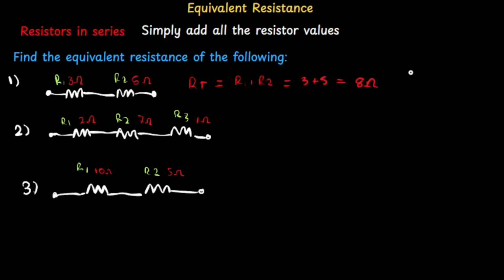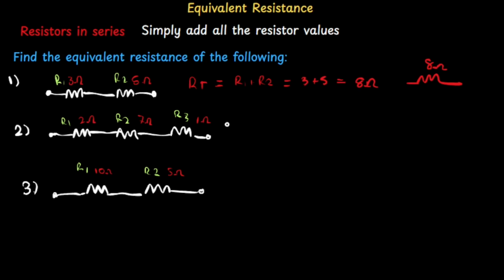So what I've done here is I have essentially said that if I replace this system of two resistors, one with the value of 3 ohms and the other with the value of 5 ohms, by a single resistor with the value of 8 ohms, it would not affect my circuit. It has the exact same effect as this connection right here. Let's go ahead and do a couple more examples.